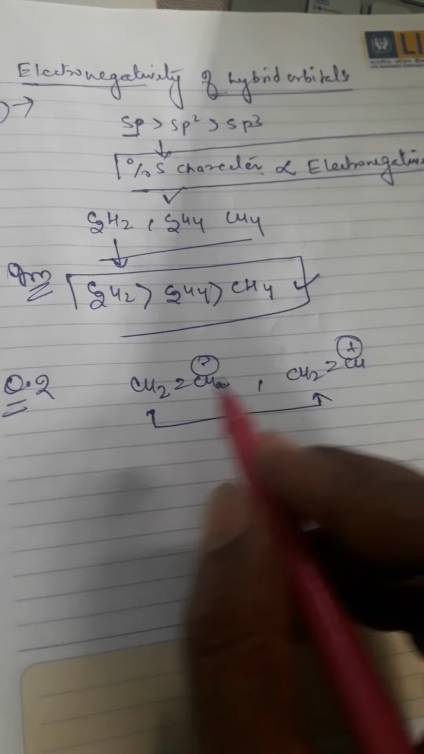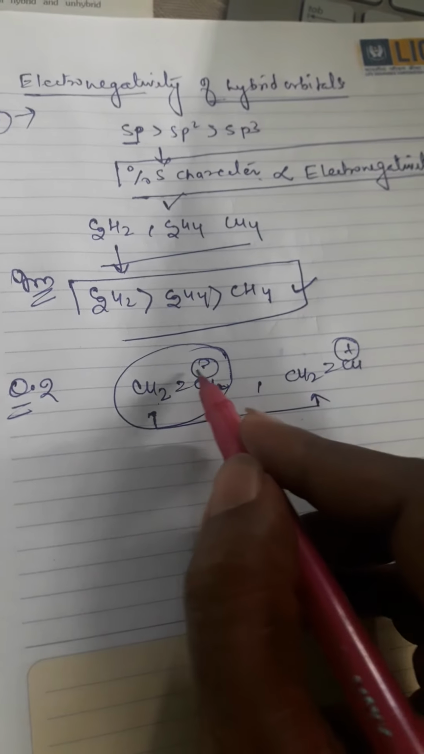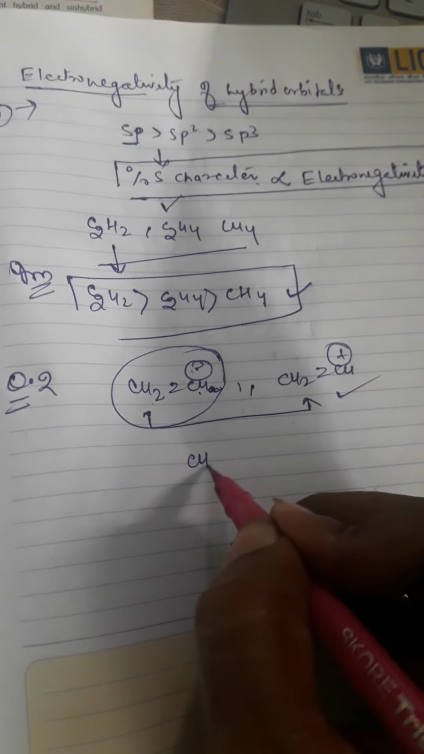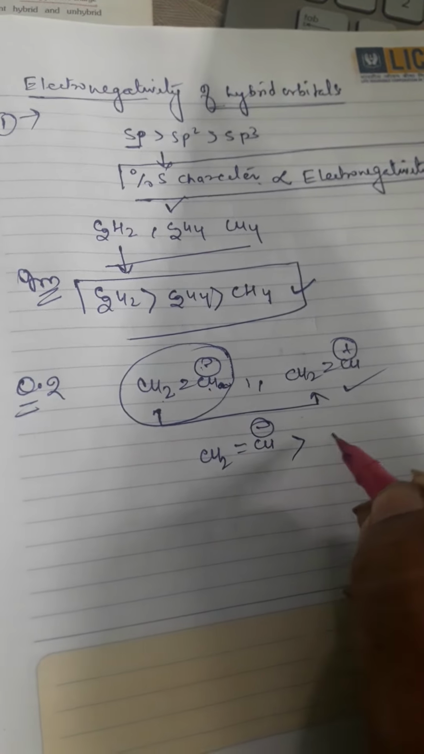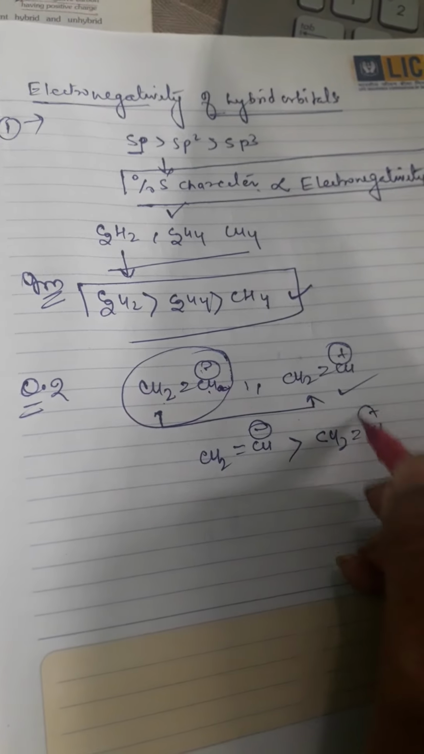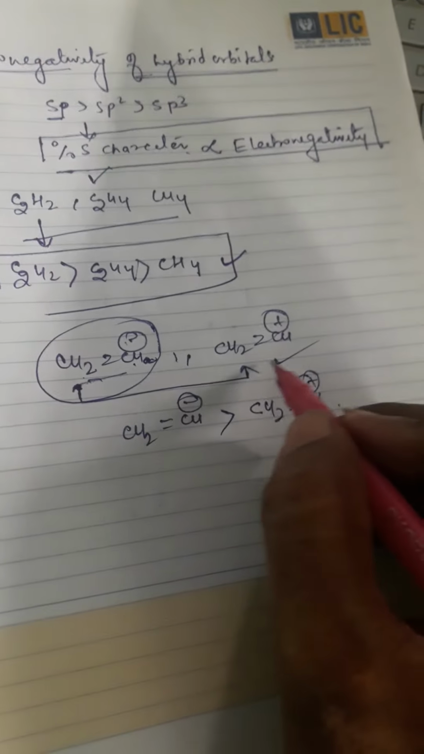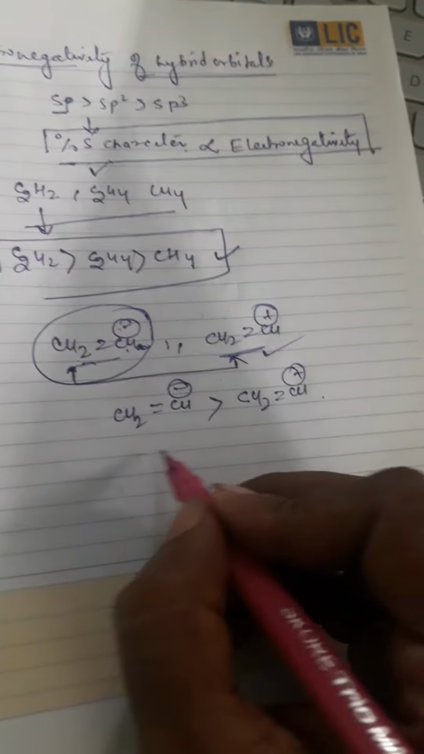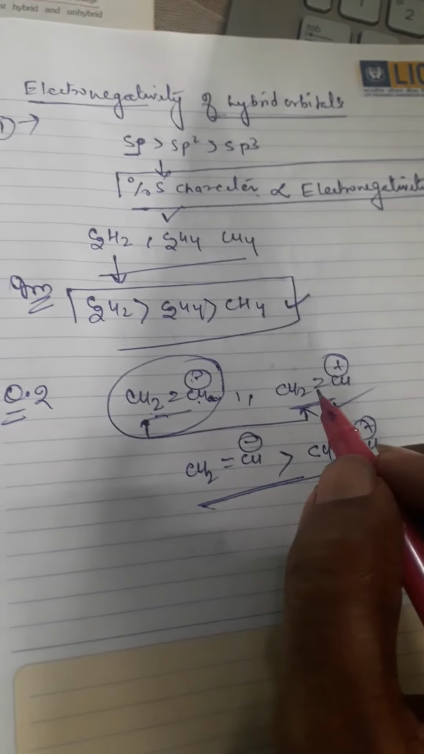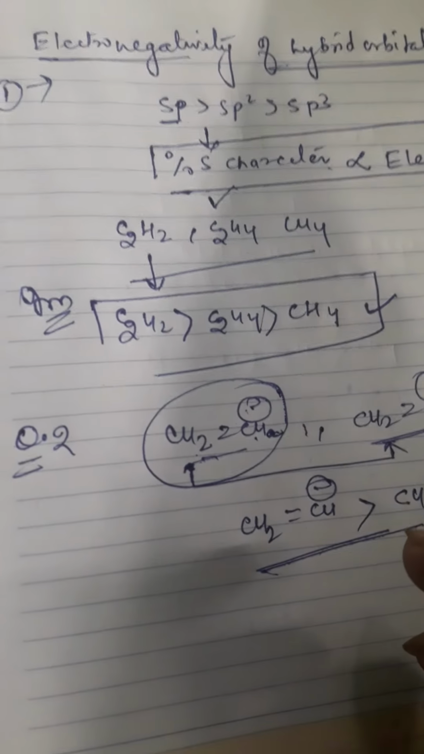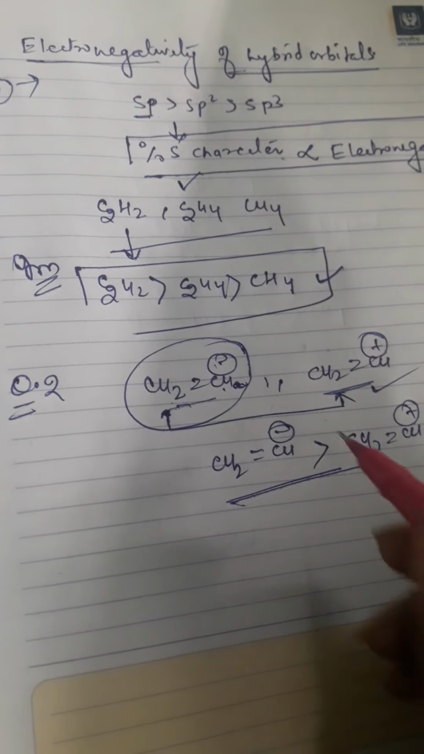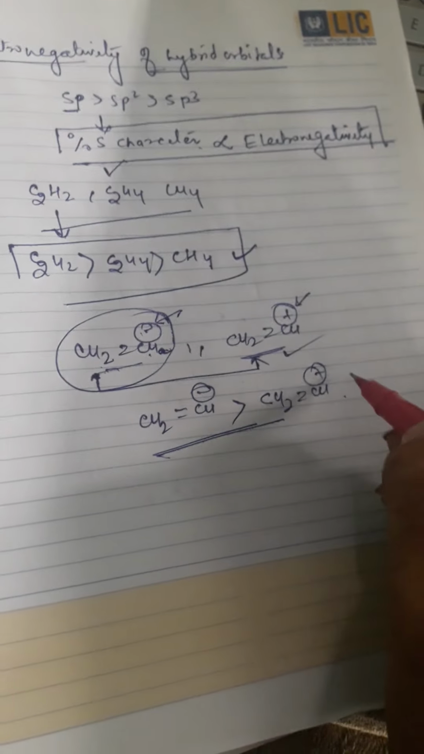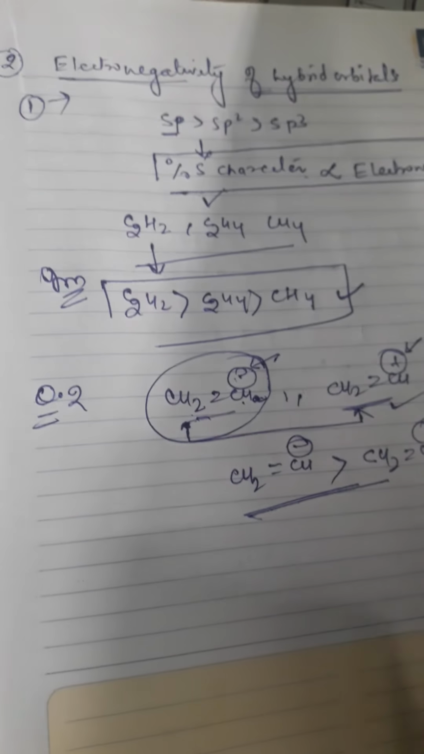So you can also apply this. Electronegative means negative charge having a higher percentage of s character compared to this one. So the right answer should be CH2=CH minus, meaning the electronegativity of this molecule is much more as compared to this one. This type of question can also be asked. Understand? The concept is that the minus charge has much more s character as compared to the plus charge, so you can easily identify it and write down the correct answer.